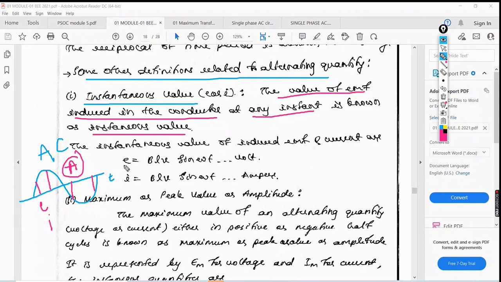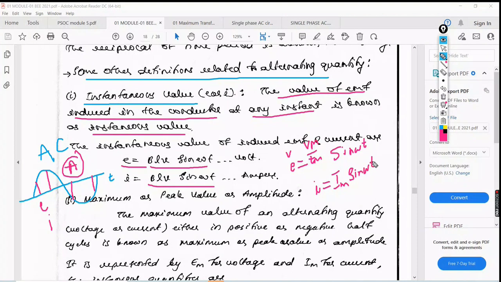That can be represented for the voltage equation as E is equal to BLV into sin theta, or E is equal to Em into sin omega t. This is also the instantaneous voltage equation. Some textbooks use v is equal to Vm into sin omega t. That's also correct. Then i is equal to BLV into sin omega t. This is also an instantaneous equation. That i is also represented by i is equal to Im into sin of omega t.